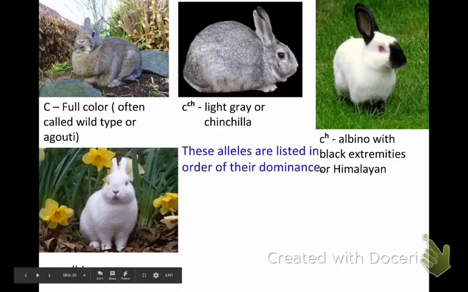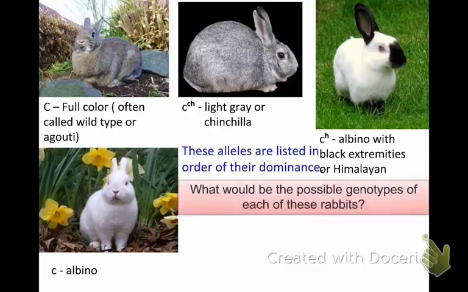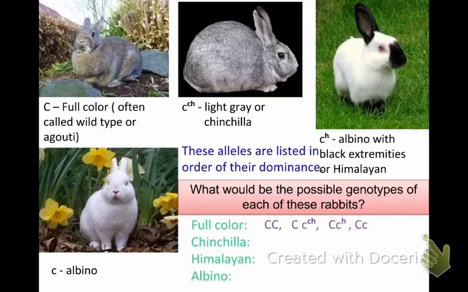So these alleles are listed in order of their dominance. The most dominant color is which letter? C. The least dominant one is little c. What would be the possible genotypes for each of these rabbits? For the full color, it could be big C and any of the big C, little c's, because it's going to be full color as long as it has one what? Good job, guys. As long as it has one of these big C's, it will be full color.